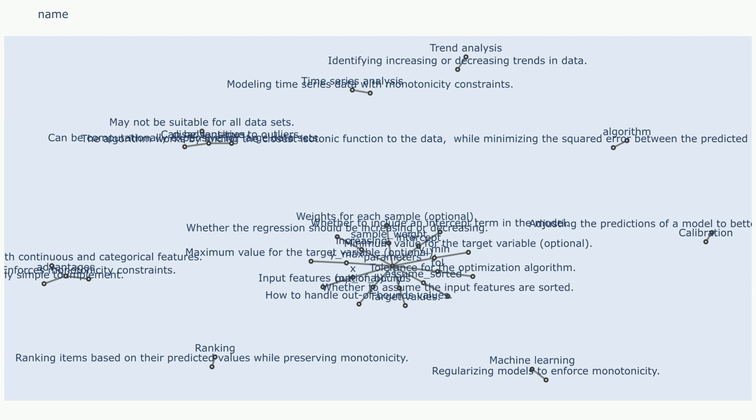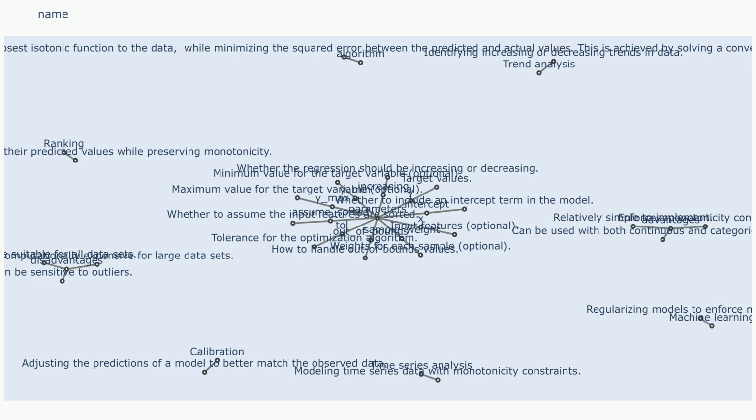7. increasing. Purpose. This Boolean attribute indicates whether the fitted model represents a non-decreasing (increasing true) or non-increasing (increasing false) monotonic relationship. Type: Boolean. Use: this attribute informs you about the type of monotonicity enforced by the model.